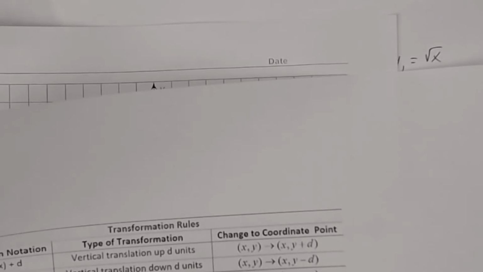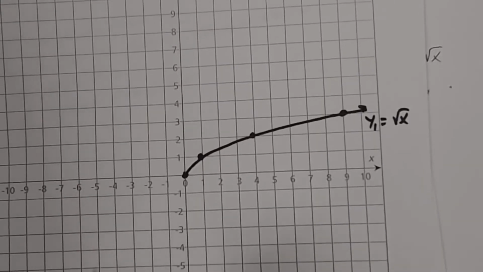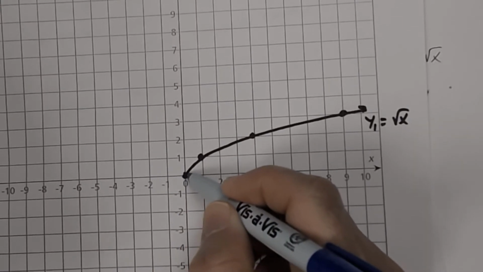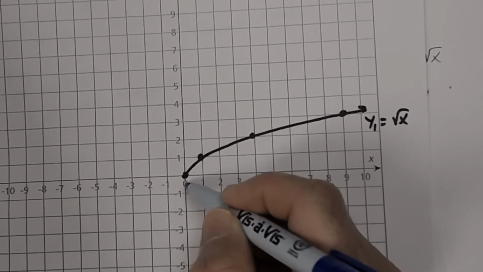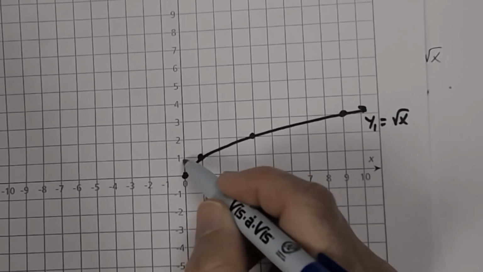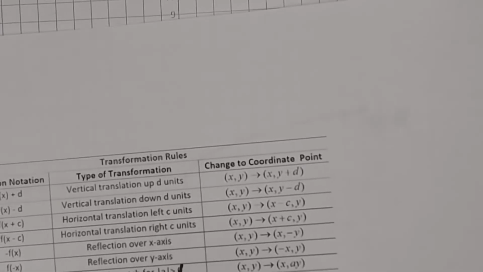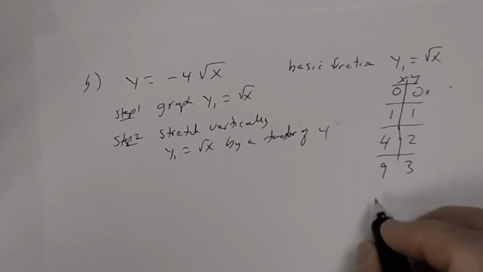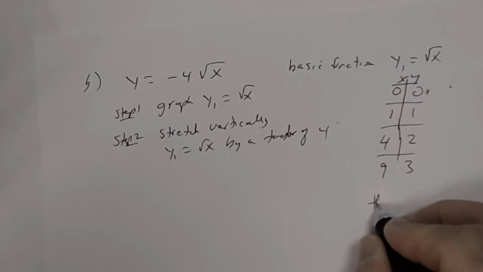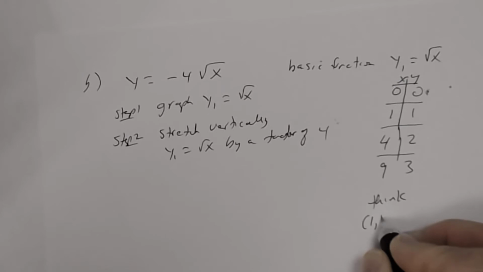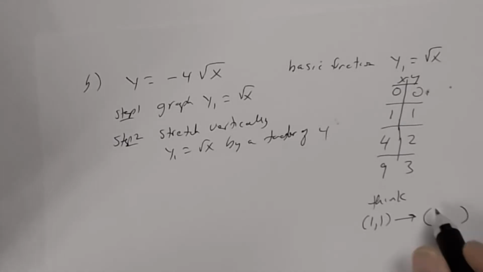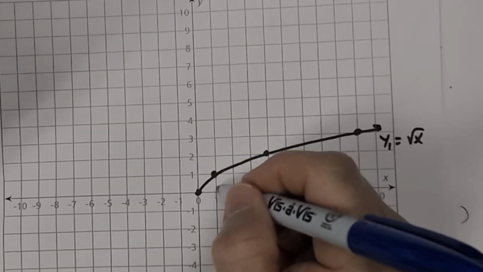What that means is every y coordinate will be multiplied by 4. So (0, 0) stays (0, 0) because the y value is 0, and what's 0 times 4? 0. Here, this y coordinate is 1, so the point (1, 1), I want you to remember this. Let's do the thinking on this side. So (1, 1) becomes what point? I take the y value multiplied by 4, so it becomes the point (1, 4) because the x value stays the same. That's what you're doing.